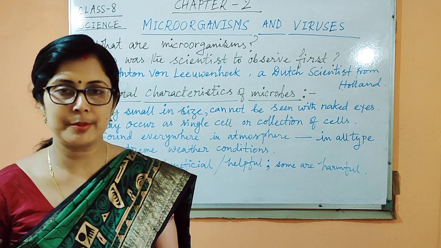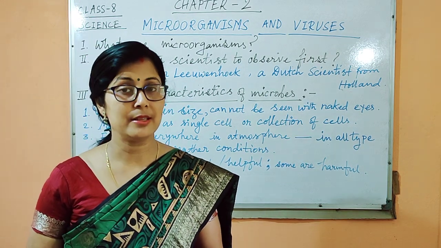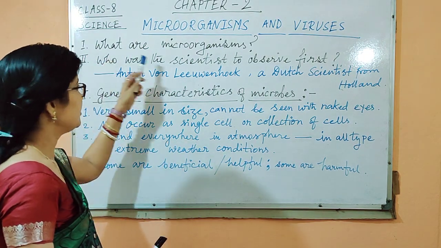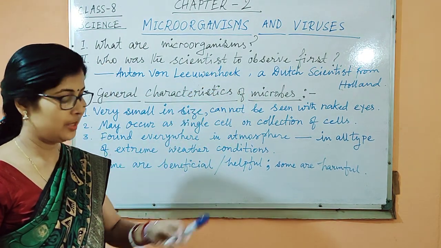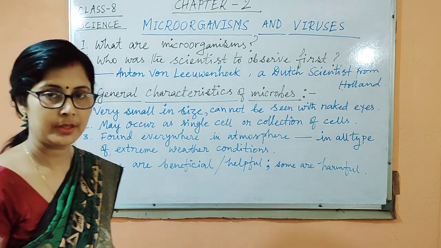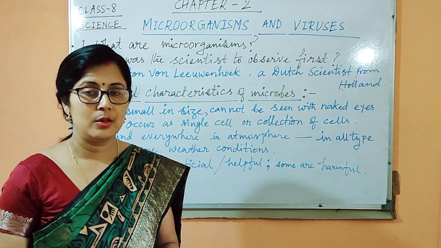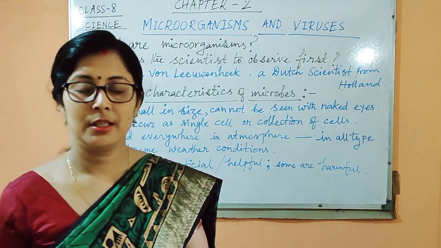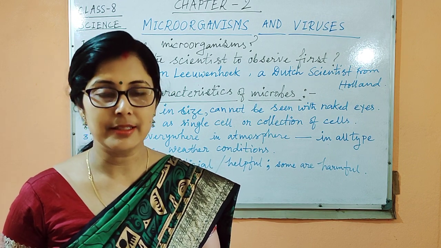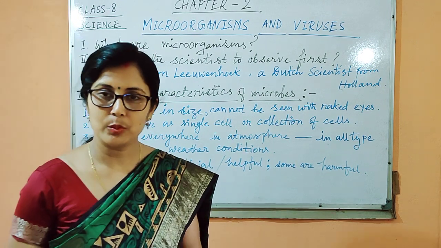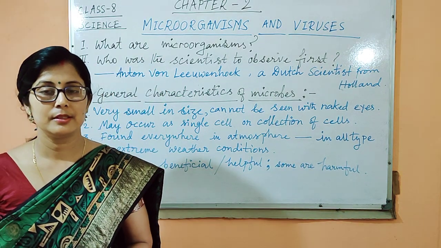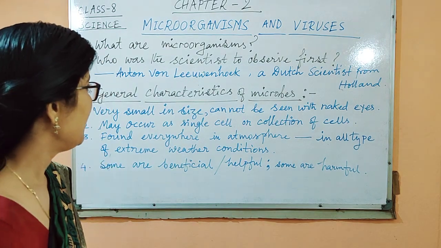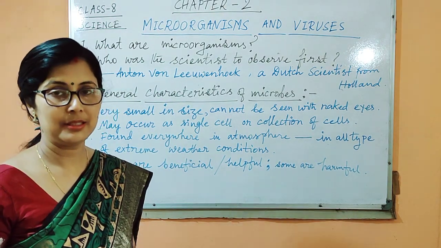So our second chapter is about microorganisms as well as viruses. First of all, what are microorganisms, which are commonly called microbes? From the previous knowledge, we know that microorganisms are those living organisms which cannot be seen with our naked eyes, right? To observe them, what do we need? We need a device known as a microscope. So in this chapter, we will learn about microorganisms and their different types.